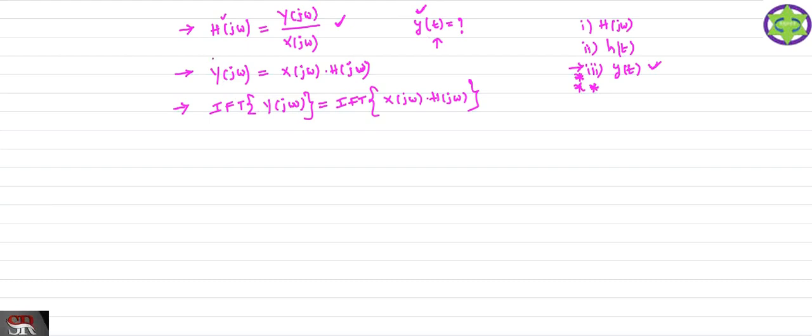This is the frequency domain equation. Your transfer function is in the frequency domain, but the final response is in the time domain. For that you apply the inverse Fourier transform on both sides of this equation, so that the inverse Fourier transform of Y of j omega is nothing but your y of t.